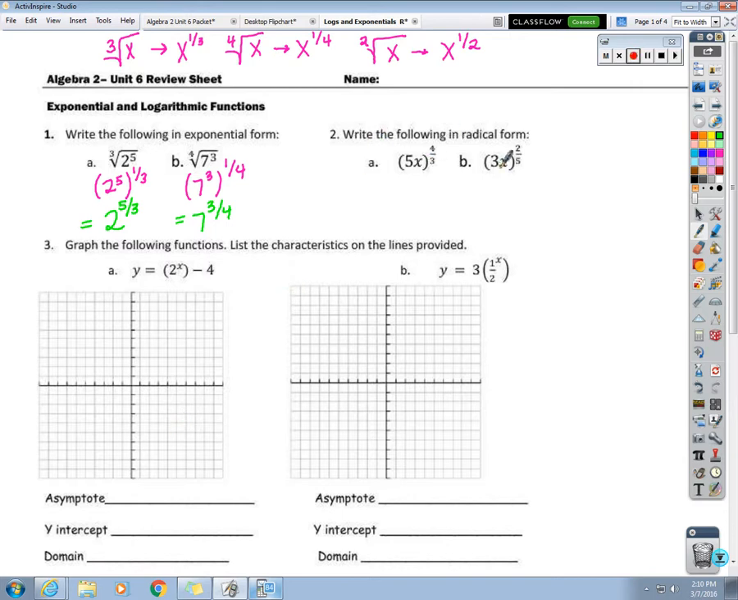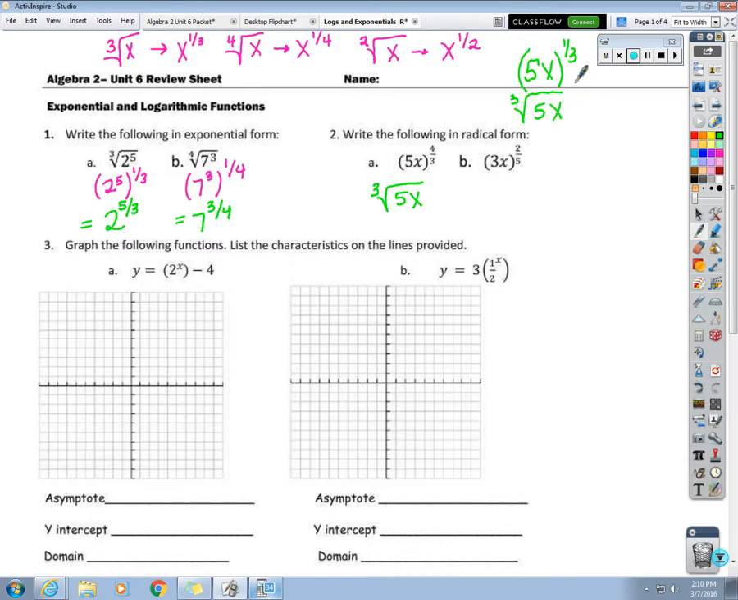All right, number 2 is just the opposite. They give them to you in exponential form. They want you to write them in radical form. So they want you to put the root back on them. So this 5x, what root is it? The cube root. Okay, because think about it. If it were 5x to the 1/3, wouldn't that be rewritten as the cube root of 5x?